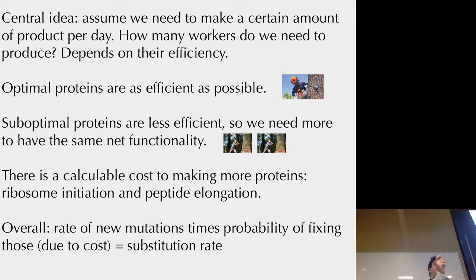We can get down to the mechanics and figure out how many more ATPs you need to produce a slower protein. Okay. And then overall, you can figure out the rate of new mutations. Since we're probably fixing these due to the cost that we can calculate, we get the substitution rate. So the overall idea here is to use PopGen to get a substitution rate for phylogenetics, and fit that. Let's build up to that.